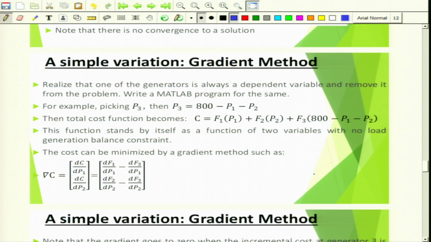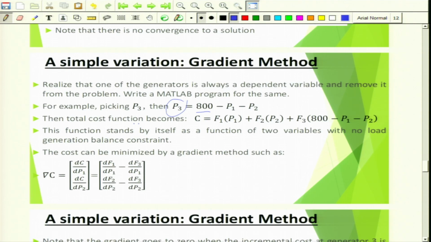So then a simple variation can give us a better solution. What is that? Realize that one of the generators is always a dependent variable, and remove it from the problem. Earlier there were 3 generators. Now, the sum of the generation of the 3 generators should be equal to the total load, so let us consider the third generator to be a dependent variable. So P3 is nothing but total demand minus P1 minus P2.